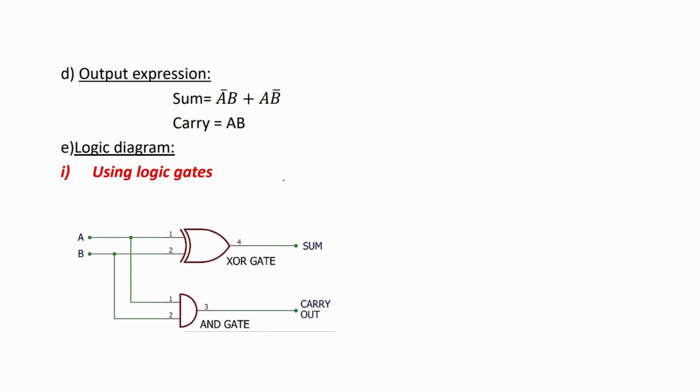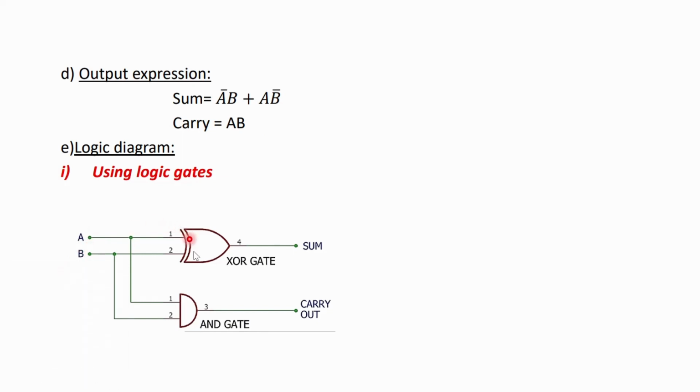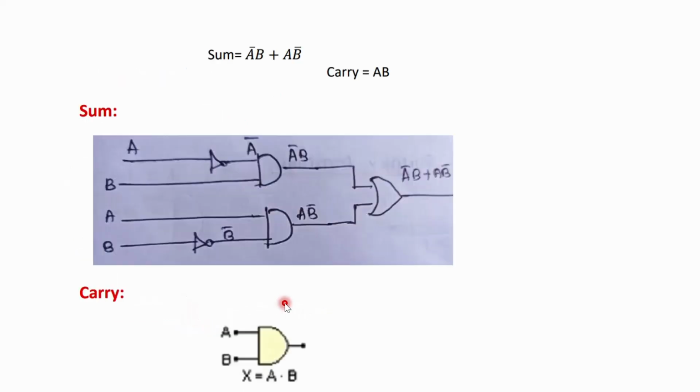In the logic diagram, by using the basic gates or logic gates, for the first expression we can use an XOR gate, which is A bar B plus A B bar, equal to A XOR B. So A and B are the two input variables. For the XOR gate, the output comes as A bar B plus A B bar. And for the same input variables, we can add one AND gate to get the carry, which is A into B. This is by using logic gates.